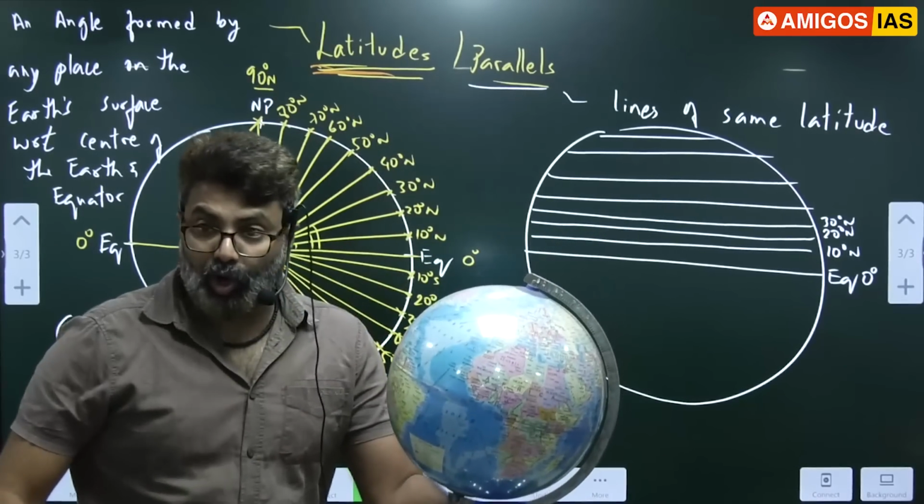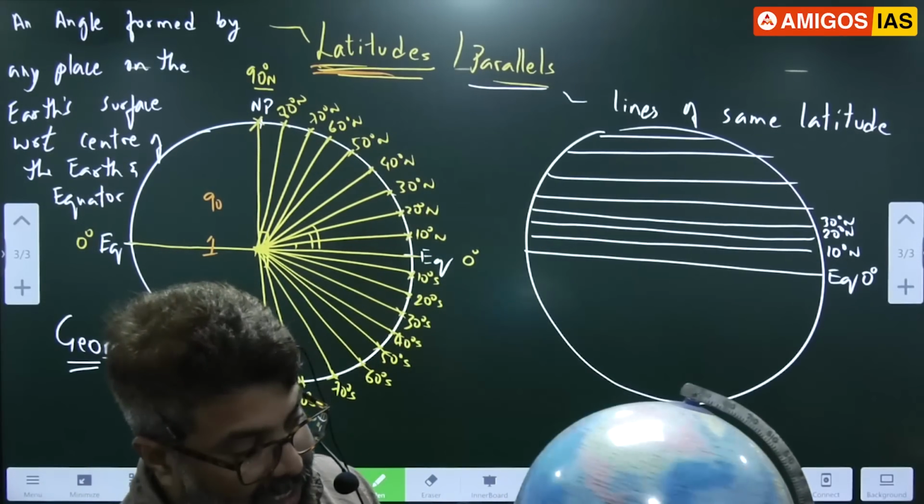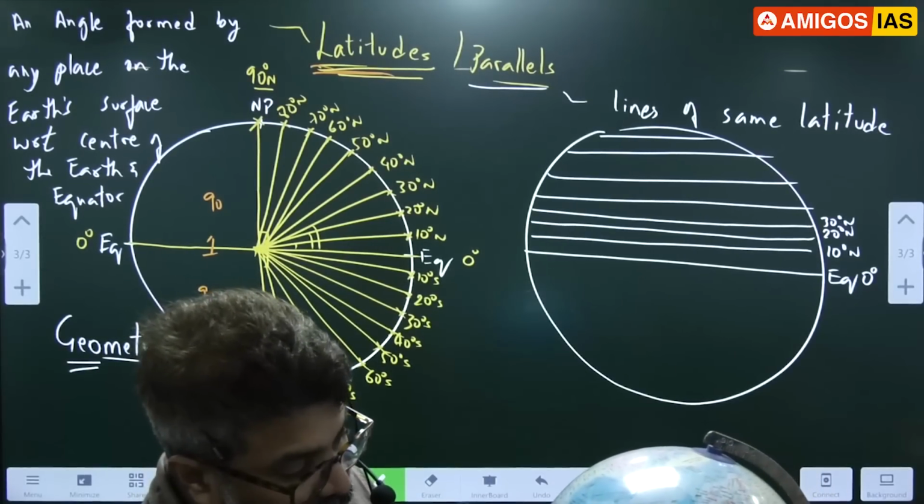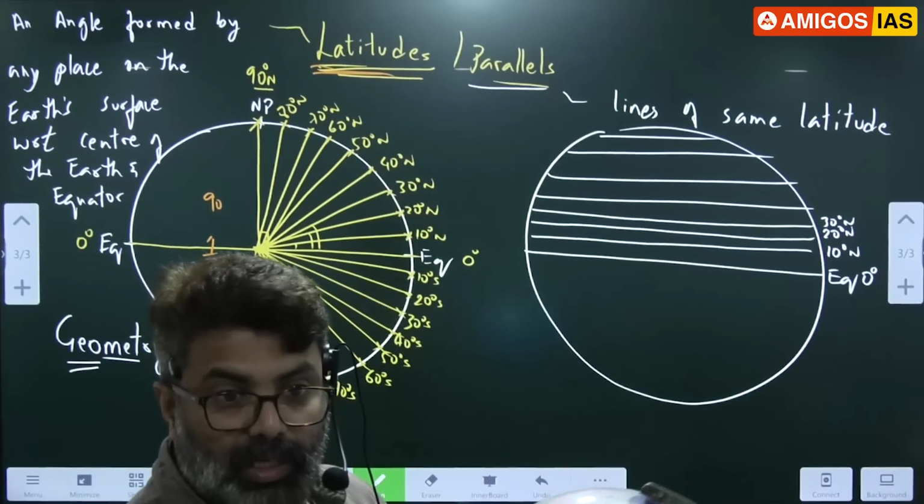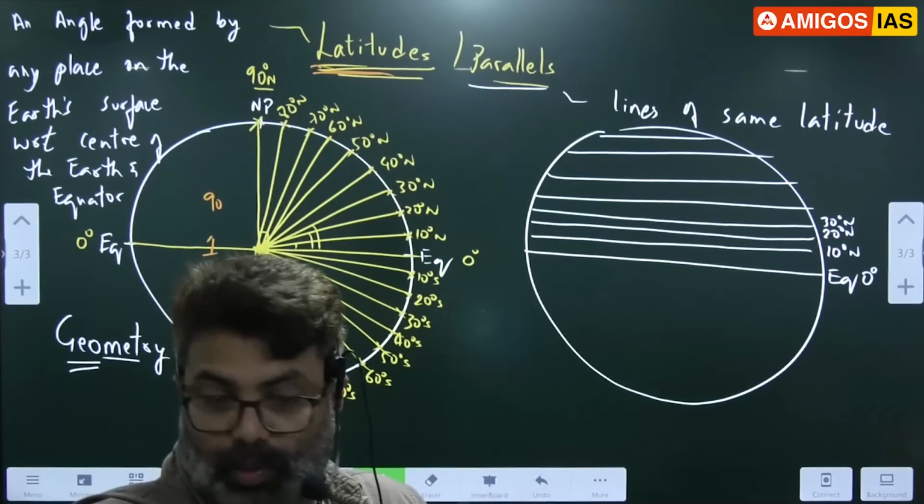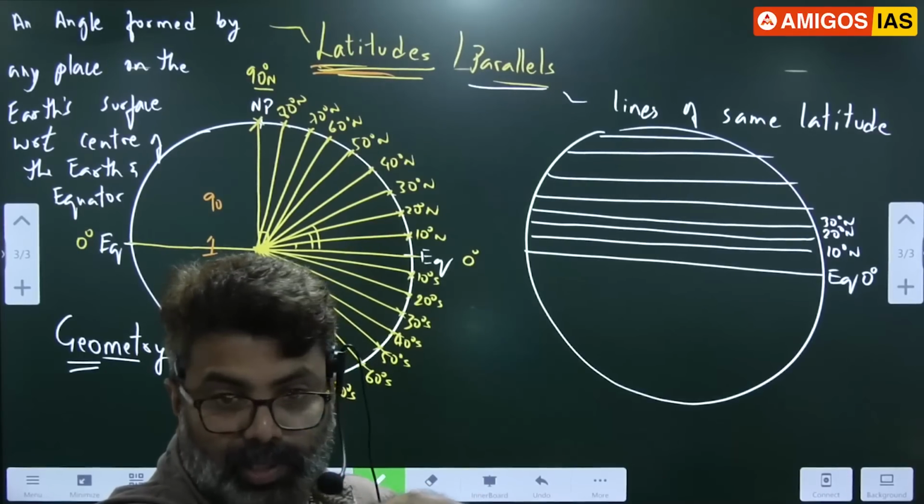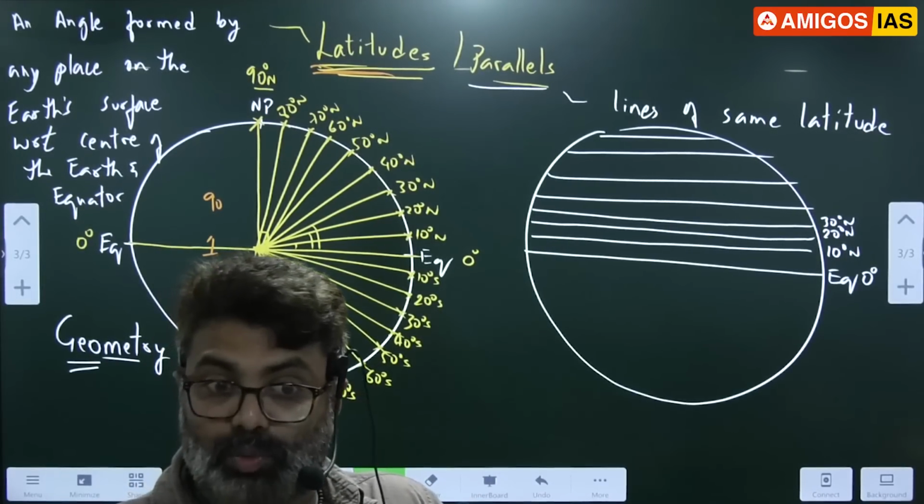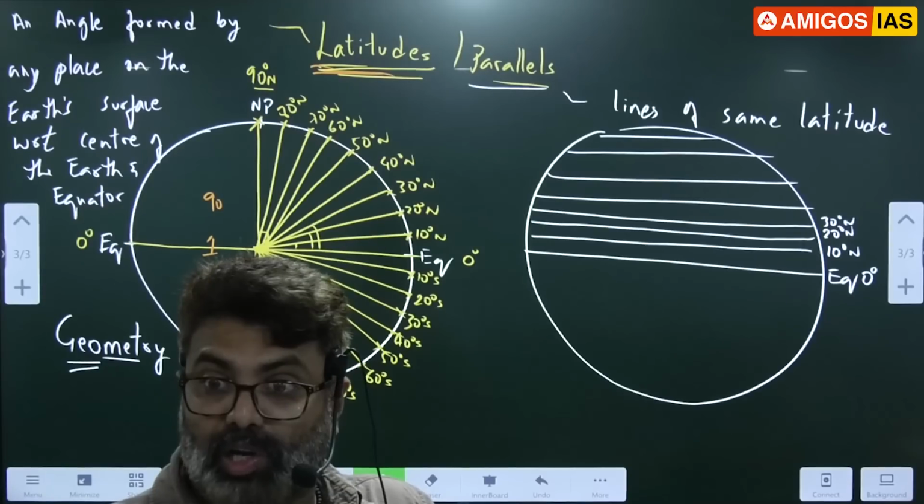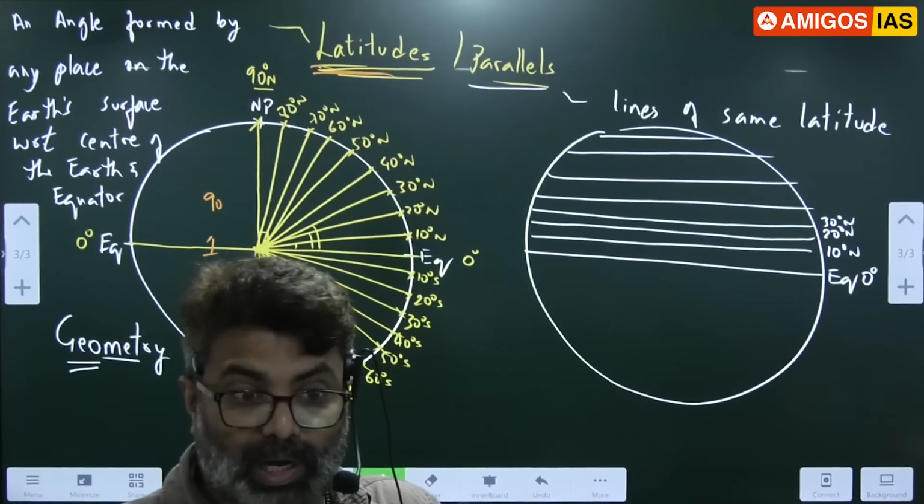If you hold the globe, all of you notice there is one red line, the equator. Here you can also see another blue line. They are all parallel to each other. These are small circles. From the equator as you go towards north, the circles become smaller till they reach 90 north. 90 north is one point, so you can't draw the parallel for it.